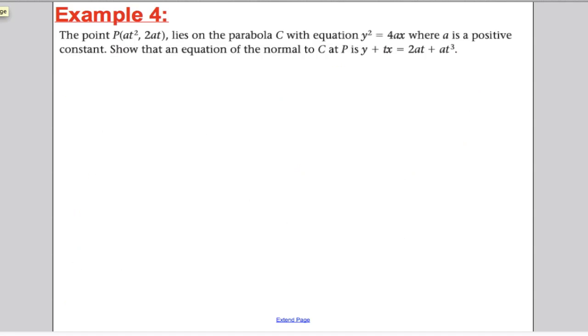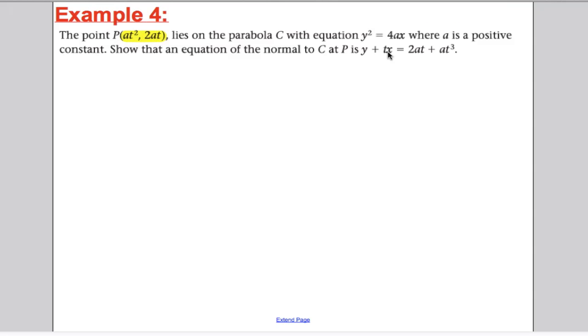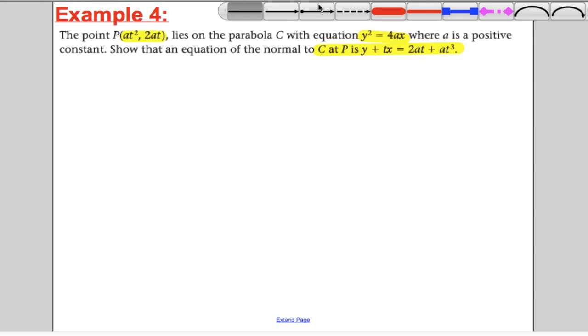Here's example 4. It tells us that the point P, at squared, 2at, lies on a parabola with this equation. You'll remember x is at squared and y is 2at, that's the parametric form of a parabola, and they give us the Cartesian form of the parabola as well. They haven't told us a or t, and they're saying show that the equation of the normal at P is this here. So this is an algebraic problem here.